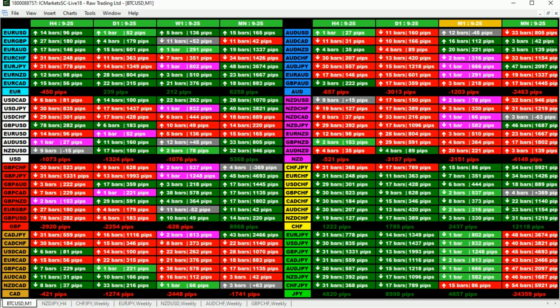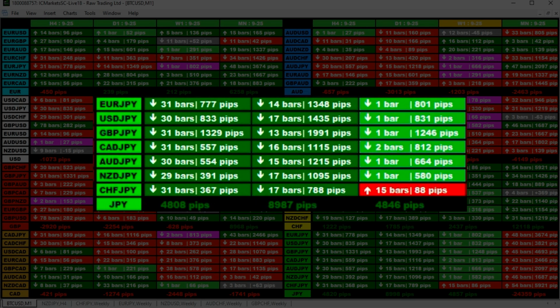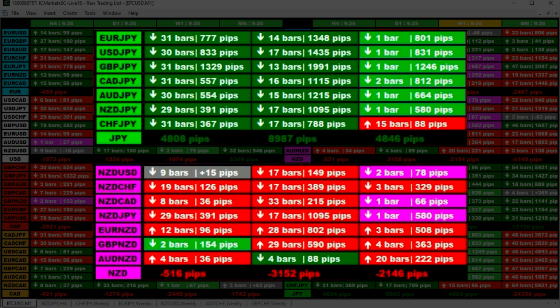At the moment, the dashboard indicates that Japanese yen is the strongest currency. The weekly column shows fresh crossover signals just 1 bar ago, which is a prime opportunity to enter the market or adjust your positions. In contrast, New Zealand dollar shows some weakness, especially in pairs like New Zealand dollar Japanese yen. This information helps you understand which pairs might struggle and which ones are more likely to perform well.